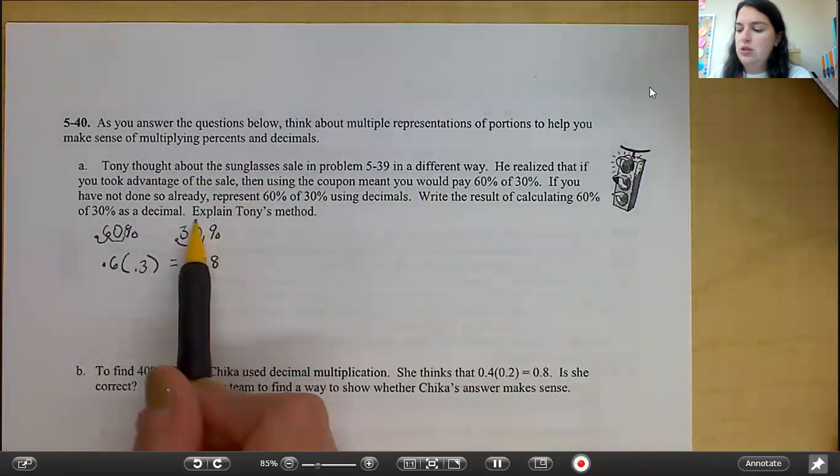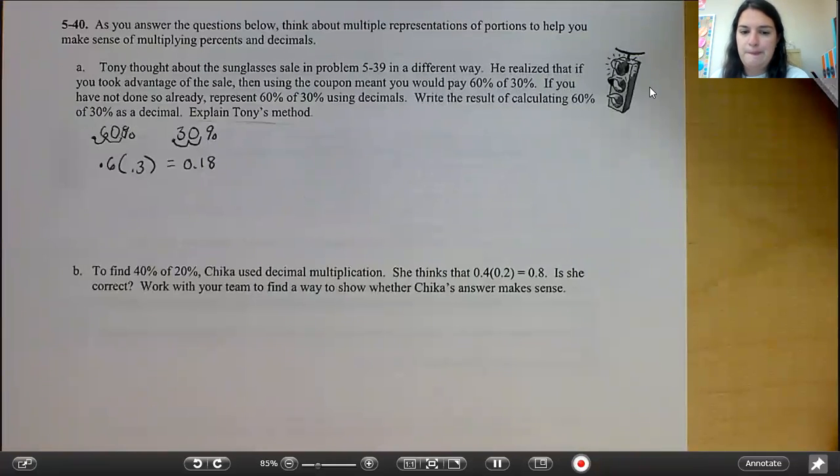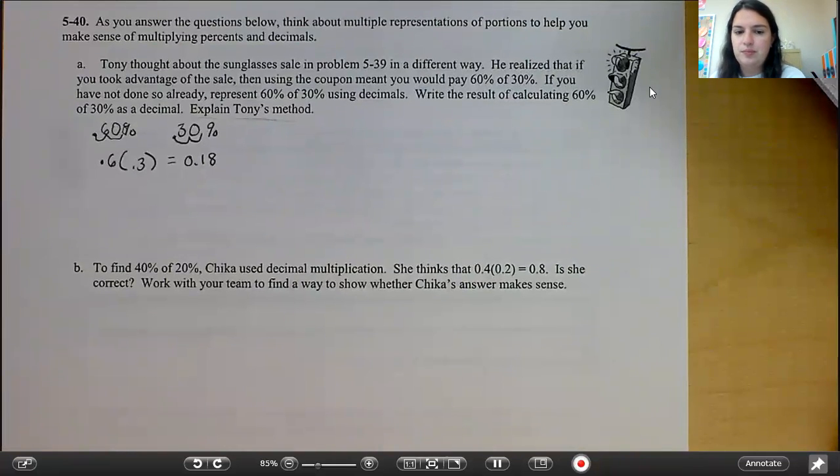So now you need to explain Tony's method. Go ahead and pause the video and explain Tony's method. Okay, if you're back with me, B says to find 40% of 20%, Chica used decimal multiplication. She thinks that 4/10 times 2/10 equals 8/10. Is she correct? Work with your team to find a way to show whether Chica's answer makes sense. Go ahead and pause your video and answer B.